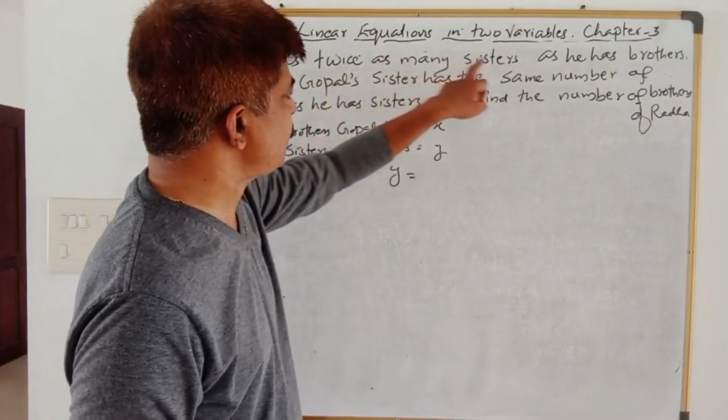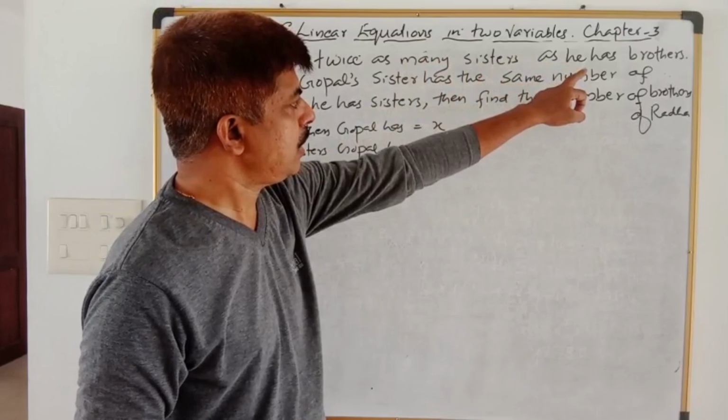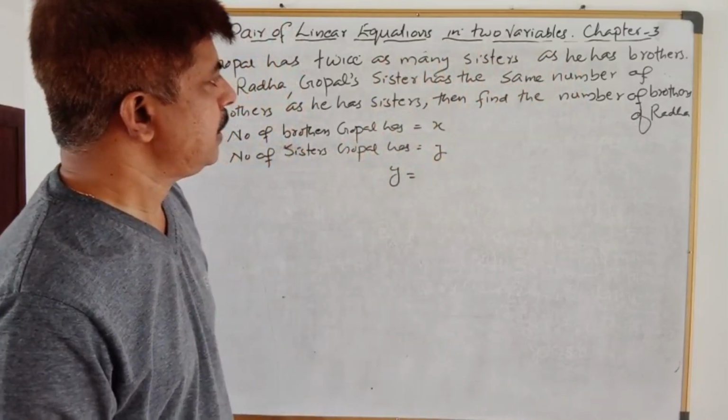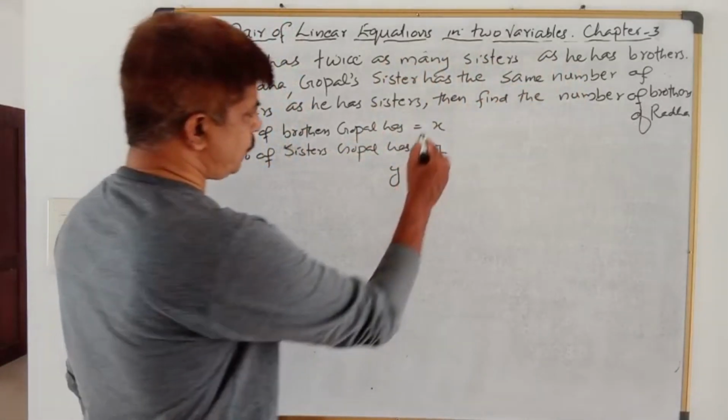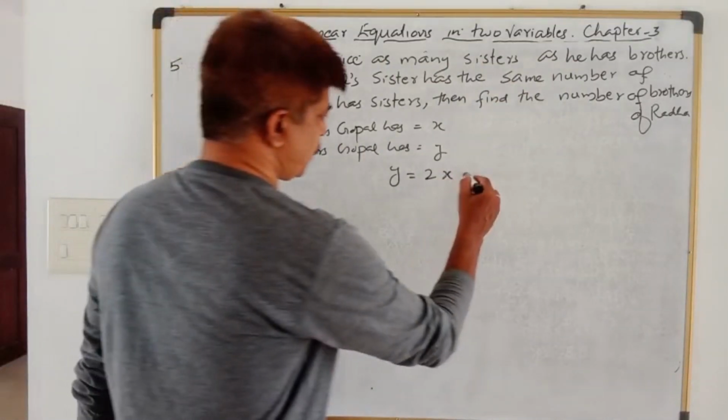Gopal has twice as many sisters as he has brothers. So we multiply x by 2. Let us call this equation 1.